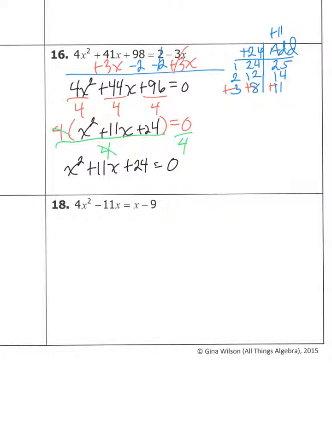So now I'm ready to put those in parentheses. So x plus 3, x plus 8 equals 0. And then we're going to set these equal to 0. And then solve.